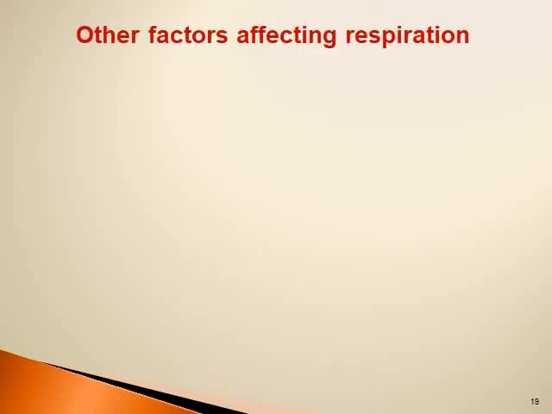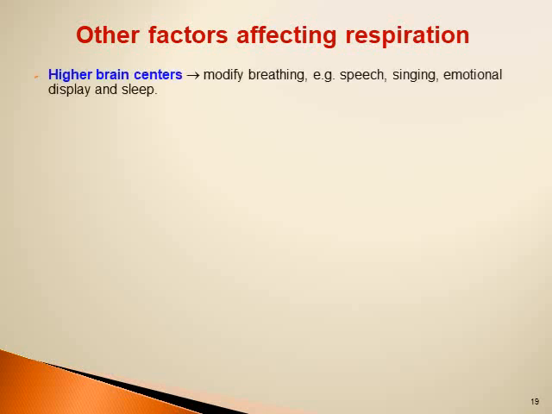Now let's talk about other factors. We covered the chemical factors, and these are the two respiratory gases, oxygen and carbon dioxide, and hydrogen that is closely related to the concentration of carbon dioxide. The other factors, as I mentioned in one of the previous slides, are higher brain centers. They can modify breathing, either voluntarily or involuntarily. So I can stop breathing voluntarily, or involuntarily, for example, when I speak, during singing, or emotional display and sleep.